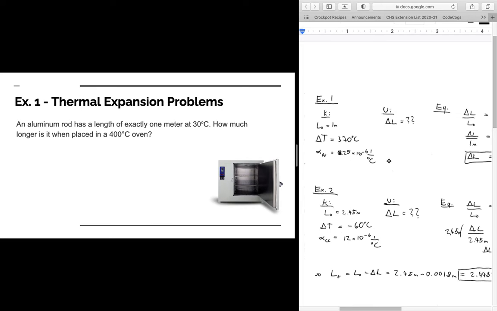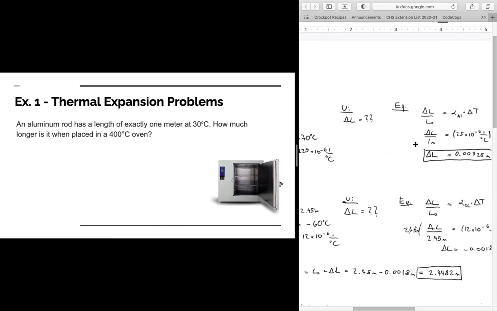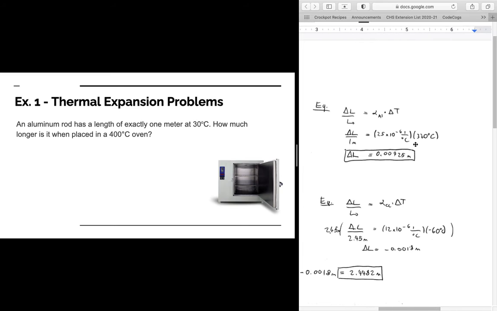Okay? So we need to find what our change in length is. It's asking us how much longer is it when placed in a 400 degrees Celsius oven. So we're asking for a change in length here. We're asking for delta L. So we plug the information into our equation.